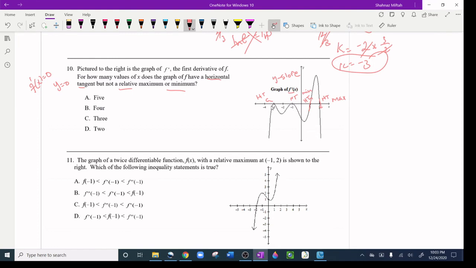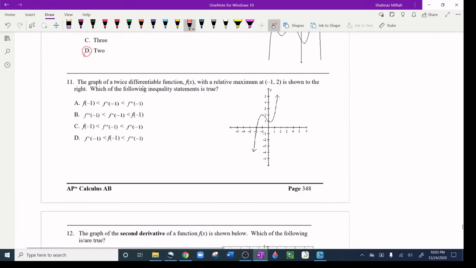But these 2 points are not even crossing the x-axis. They just touch and then go back. So I have 2 horizontal tangents, but not relative maximum and minimum. So it's D. Question number 10 is D.